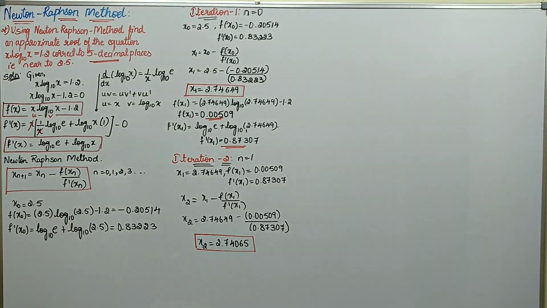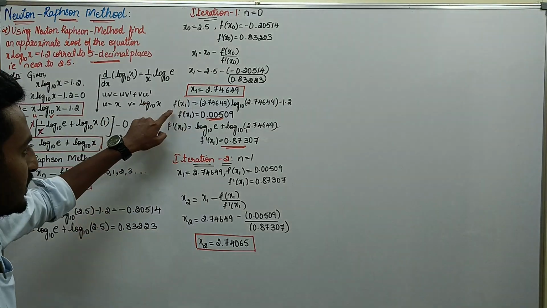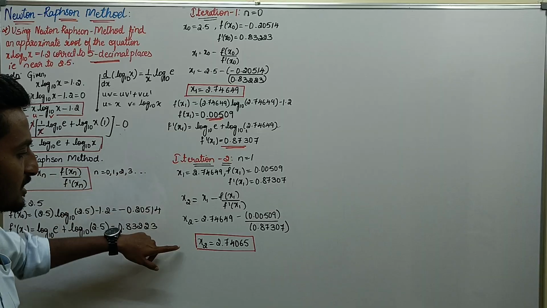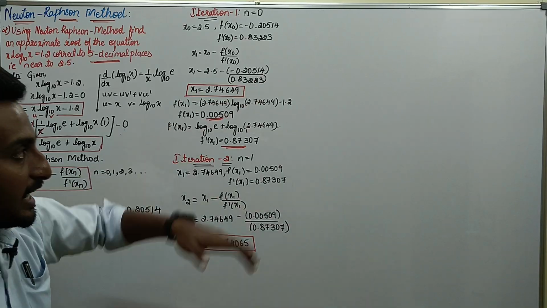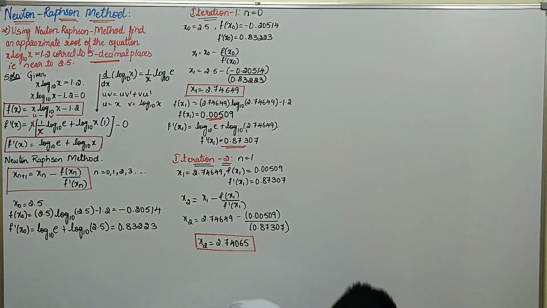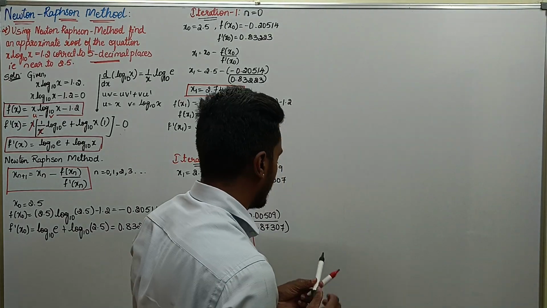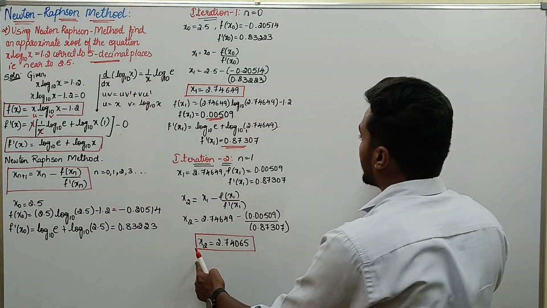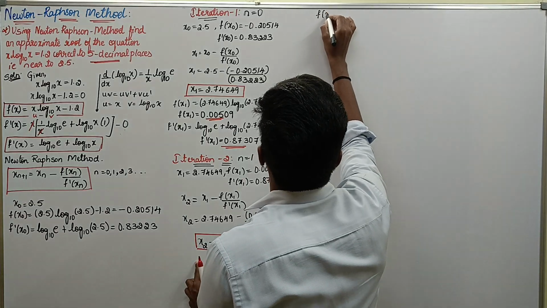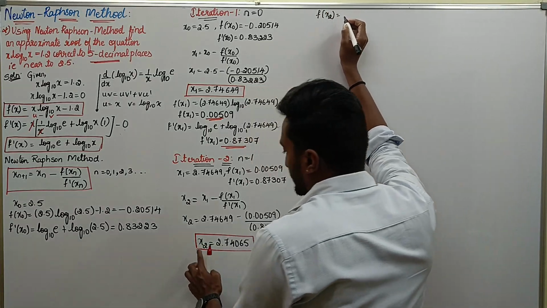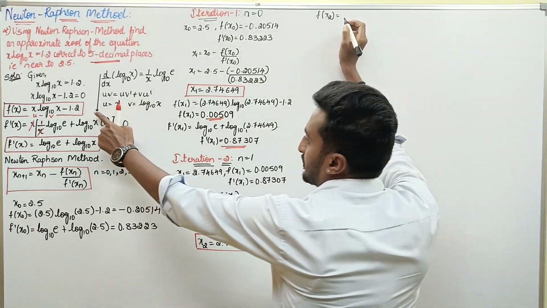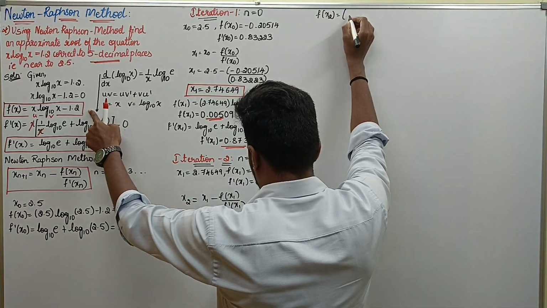Similarly, how we have represented x1 and defined f of x1 and f dash of x1, similarly let us represent x2 and f of x2 and f dash of x2. Okay, done. Now, to find f of x2, we are going to simplify this f of x2 in this equation. What is the value?